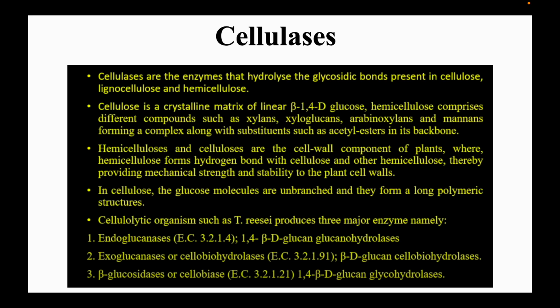So this is just a brief introduction. What are cellulases? We have already studied that these enzymes hydrolyze the glycosidic bond present in cellulose, and not only cellulose but lignocellulose and hemicellulose. Cellulose is a crystalline matrix of beta 1,4 D-glucose linkage. In starch and glycogen we have alpha 1,4 linkage, and in cellulose we have beta 1,4 linkage. That's the only difference.